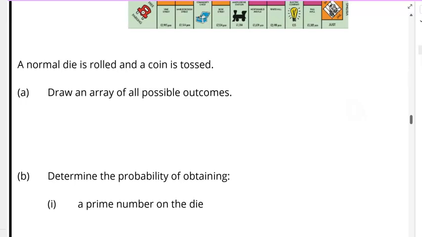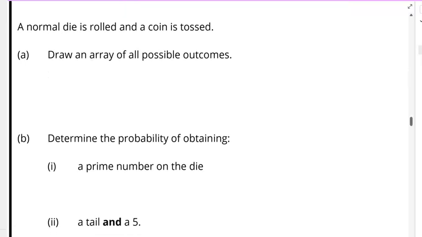Okay, this time it's for you to draw a sample space. What would a sample space look like? We call it an array because it's kind of like a table that joins up. A normal die and a coin toss, what would it look like?